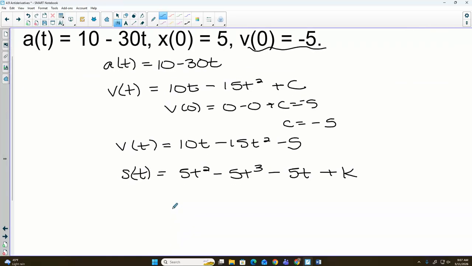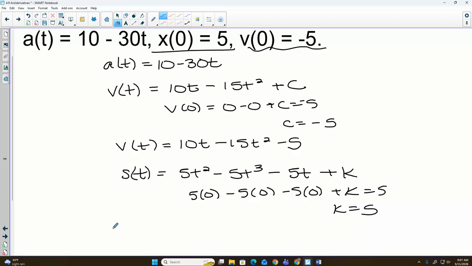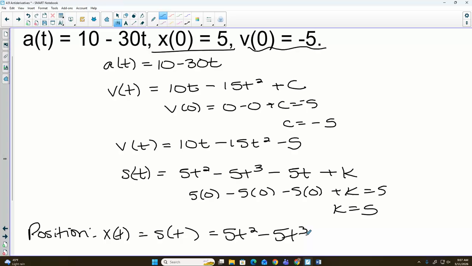Can I find out what that constant is? Yes. We know my starting position, so if I put in zeros for everything, it has to equal 5. So in this case, that means k is 5. So my position function, you can call it x of t, you can call it s of t, whatever you like, would be 5t squared minus 5t cubed minus 5t plus 5.